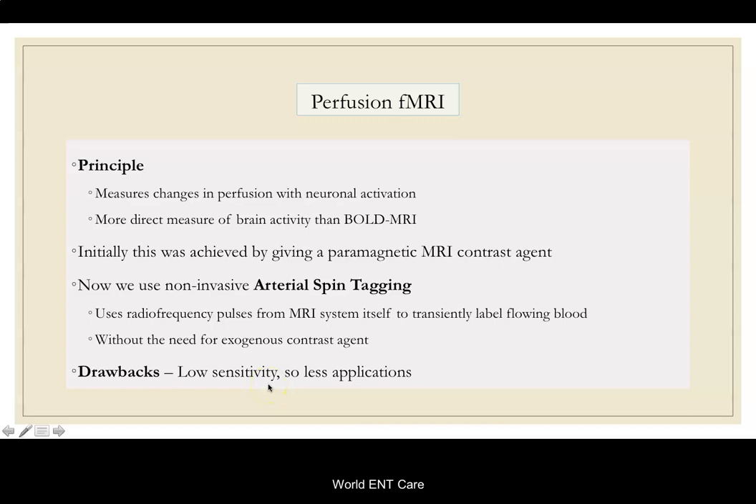The applications are less. So let's just recap what perfusion MRI is. It measures changes in perfusion with neuronal activation, a more direct measure of brain activity. You use arterial spin tagging, which uses radiofrequency pulses from the MRI itself to transiently label flowing blood. It has low sensitivity.